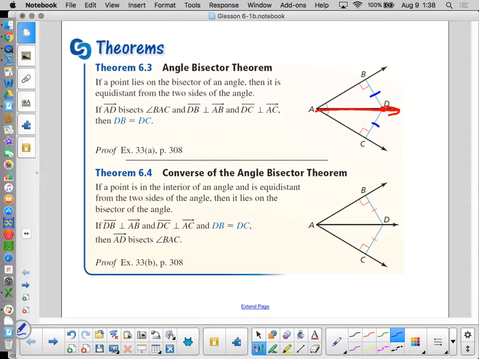Conversely, the same thing is true. Any point that is equidistant from the sides of the angle must be on the angle bisector. So any point equidistant from the sides of the angle is on the angle bisector. So great stuff. Let's see how we use it.